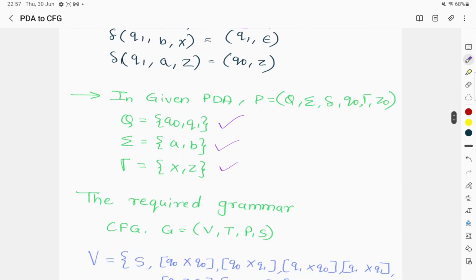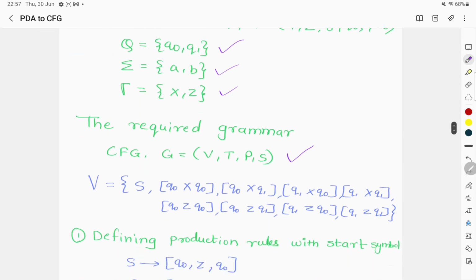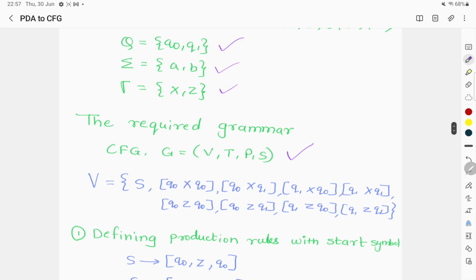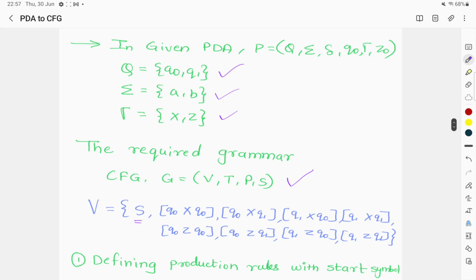Now I will write down what my grammar will be like. The grammar will have something like a V, T, P, S. Among that I will first identify all the variables. The variables are nothing but the start symbol coming first, then all the other symbols. All the other symbols will have all your tape symbols. What are the tape symbols that I have? I have X and Z.